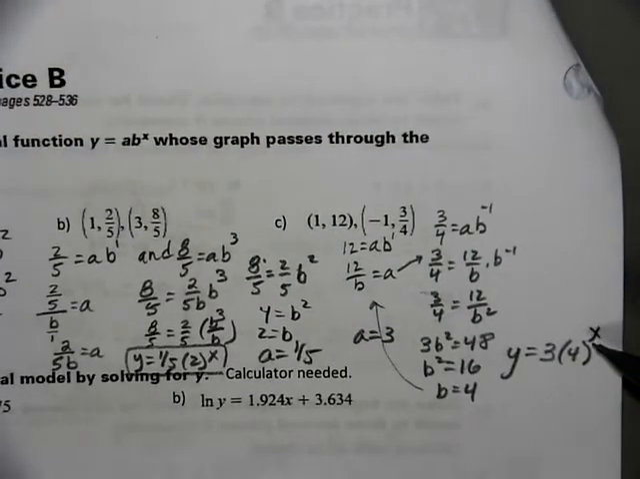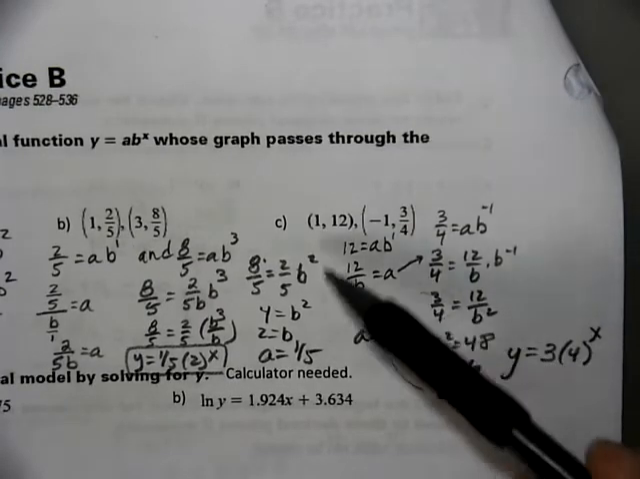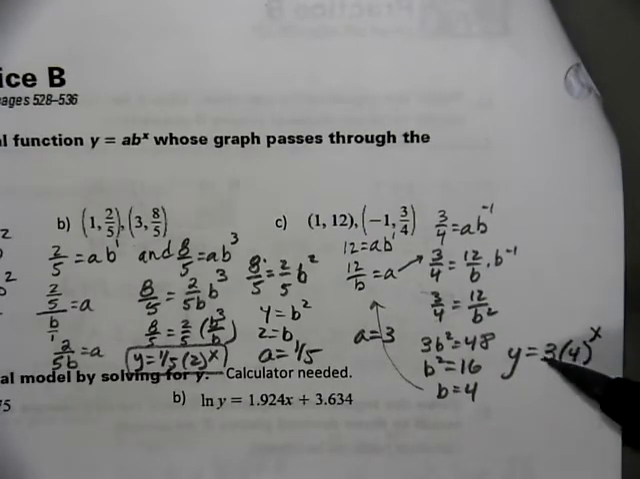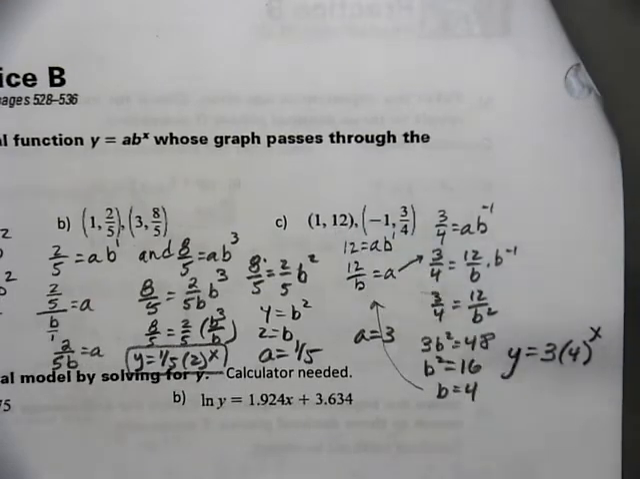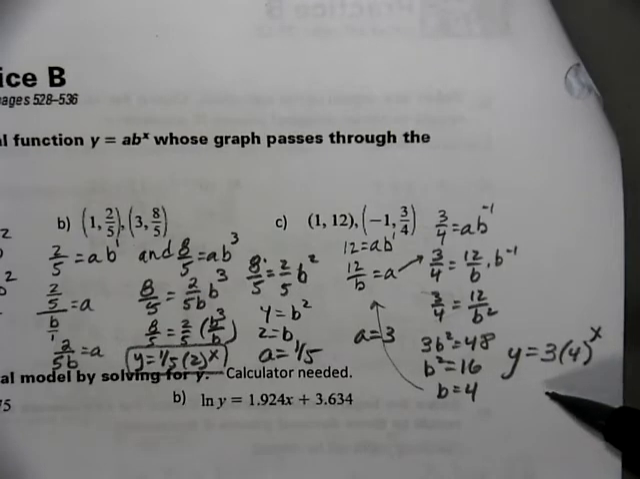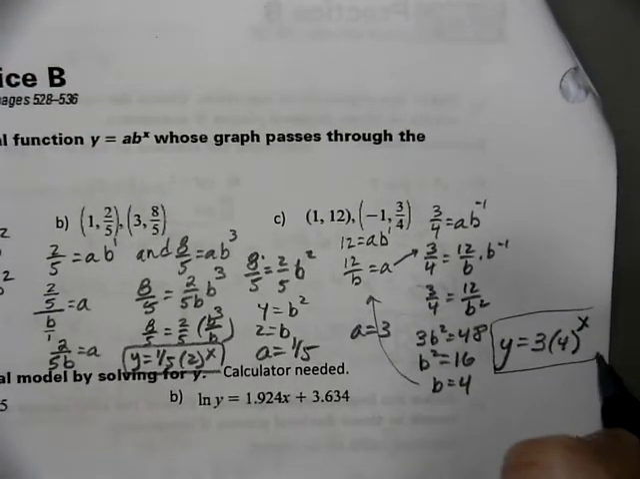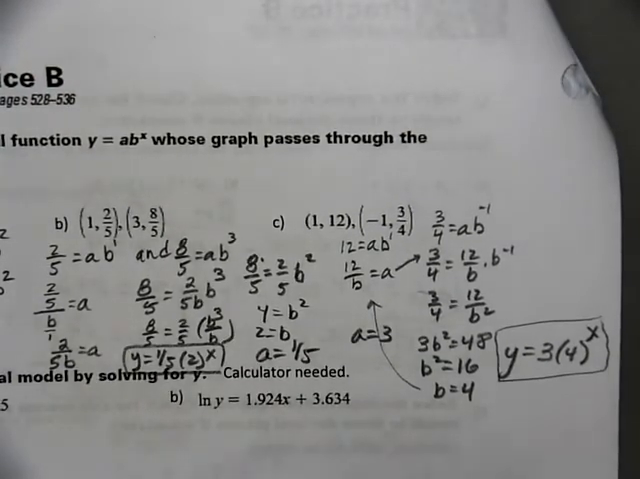If you put in a 1 here, thank goodness, you get 4 to the first power. 4 times 3 is 12. So you got that exact result. And if you put a negative 1 here, the negative 1 makes the 4 go to the denominator, and that gives you 3/4. So you're able to check every one of your answers to be sure it makes sense. Notice, calculators were not used. Show your work.